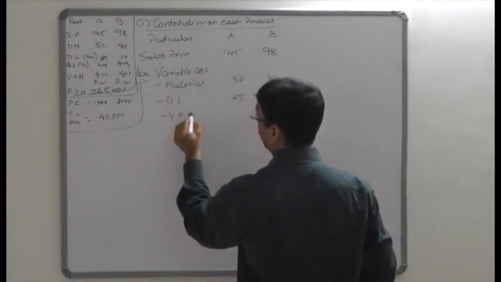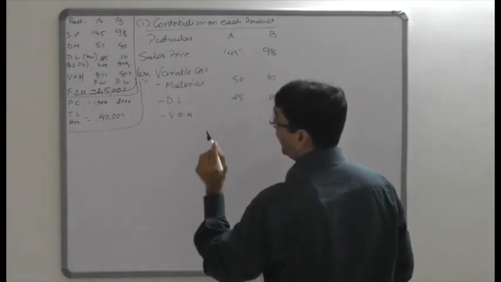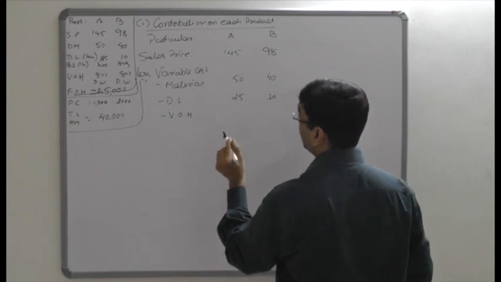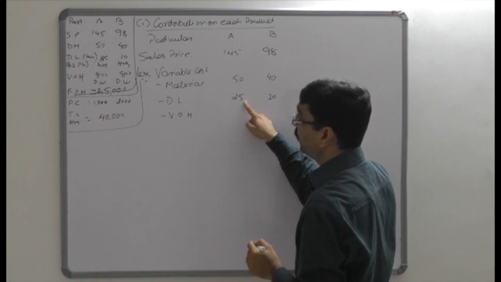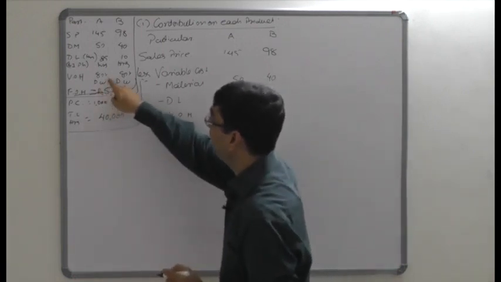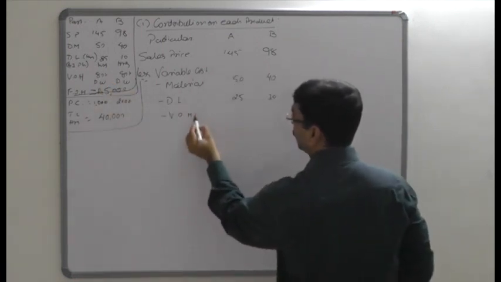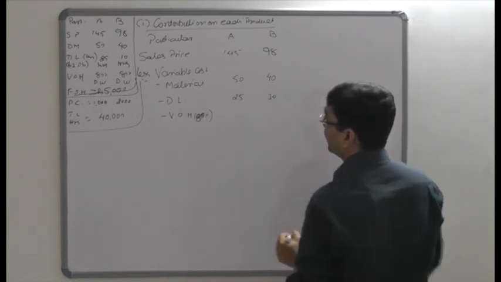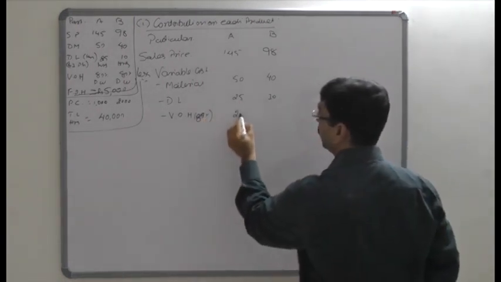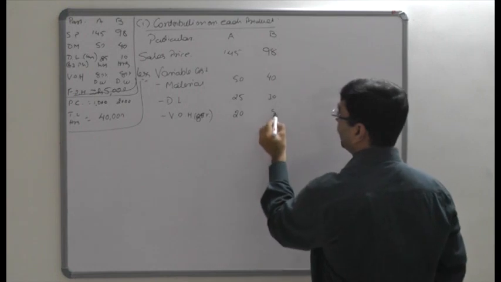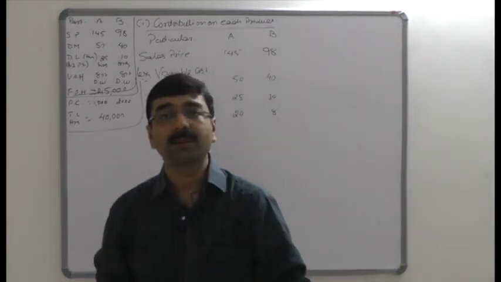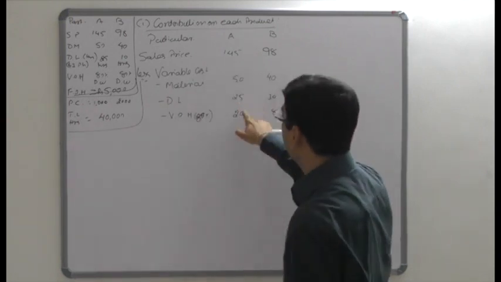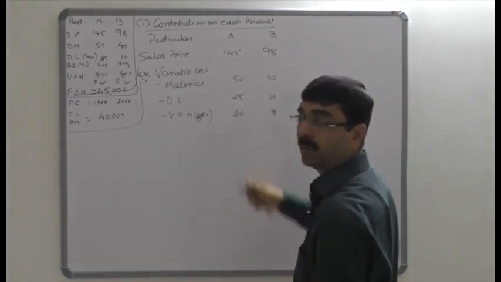Then variable overheads, one more variable cost, is 80% of direct wages. In the case of A, 25 is your direct wages, and variable overhead is 80% of direct wages. 80% of this comes to 20 rupees here, and here it is 8 rupees. So variable overhead is 80% of the direct wages.